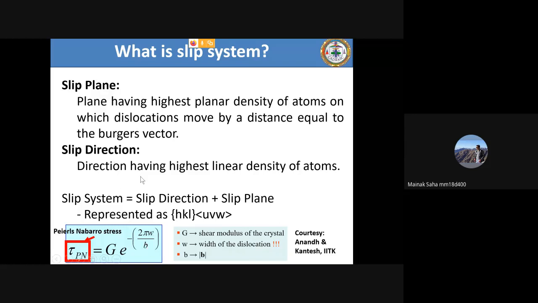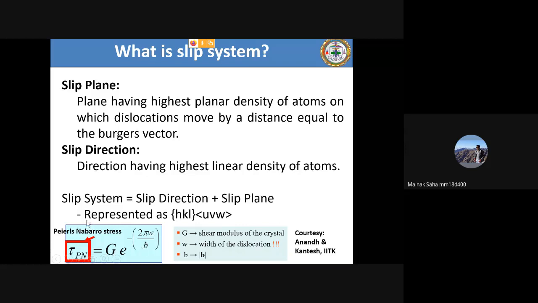What is this B? The direction having the highest linear density of atoms. If the linear density of atoms is very high, the spacing between the atoms will reduce, so B will definitely go down. If B goes down and A goes high, this total term 2 pi w by b increases. Now, g by e to the power, this is actually minus.